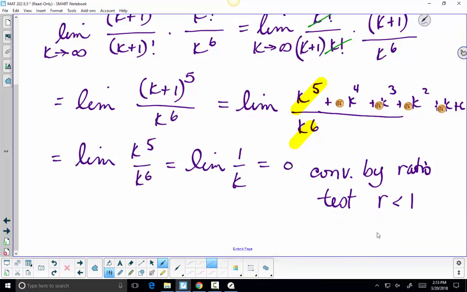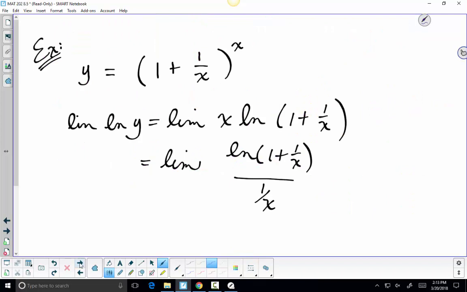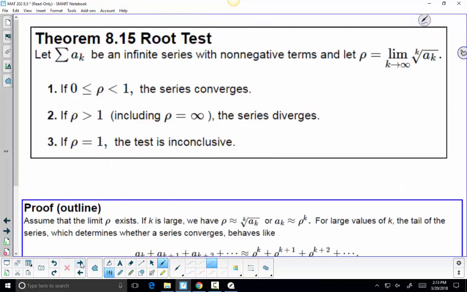The next test is the root test. So the root test, the nice thing is that it's parallel to the ratio and the geometric series. So the root, the ratio, and the GS, same conclusion. Less than 1, convergence, greater than 1, divergence, and then for the root and the ratio, a value of 1, it's inconclusive.